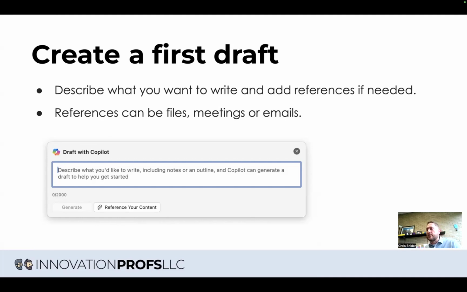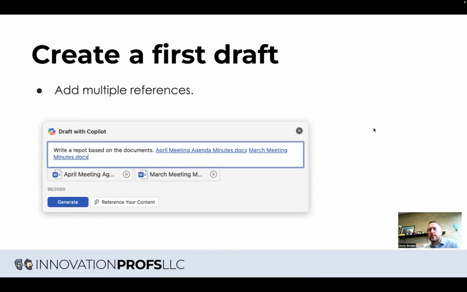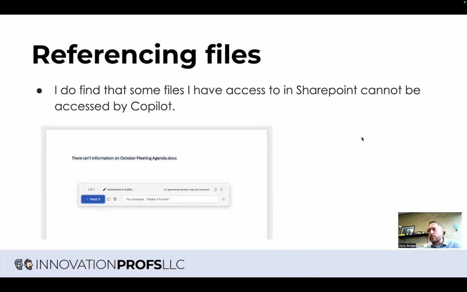You give it as much info as it needs to create that first draft of what you are creating. You can add multiple references, so maybe you have a document and a PowerPoint that you want it to reference. Make it clear what you want it to do, and then give it those references that you want it to use. Again, it will use the Microsoft Graph to find that information, and the LLM to write what you want.